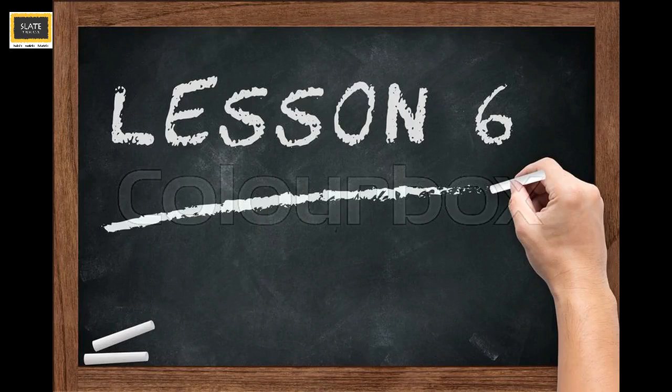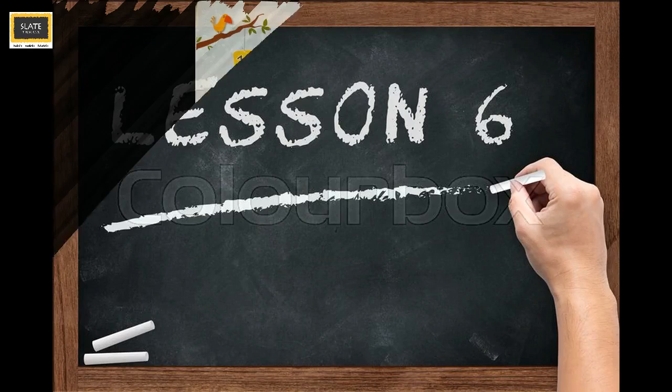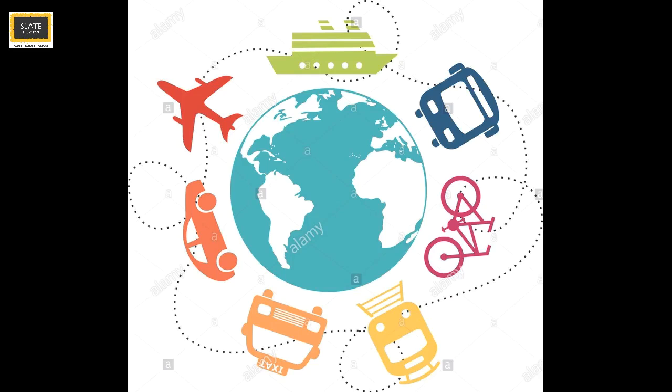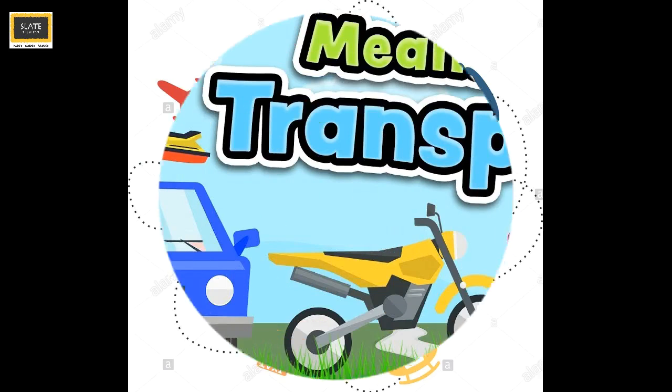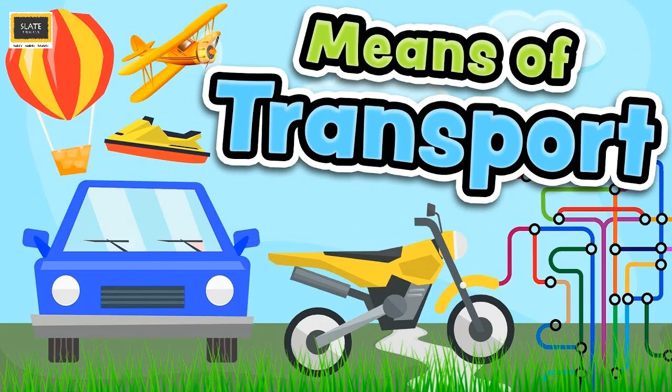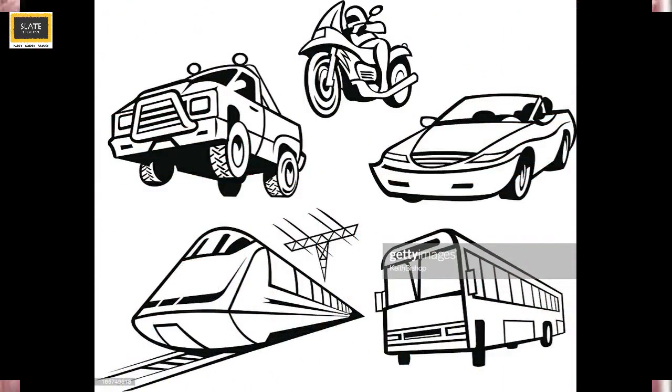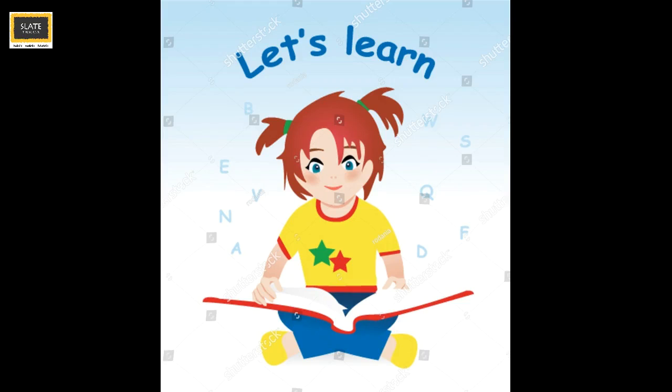Slaters, in today's session, we will start with our 6th lesson. This lesson talks about different means of transport. In today's time, you all must be traveling through various vehicles, isn't it? Different types of vehicles are called means of transport. You all must have traveled in cars, trains, buses, motorcycles, and would be riding your own cycles too, isn't it? Let's read more about this from the textbook.